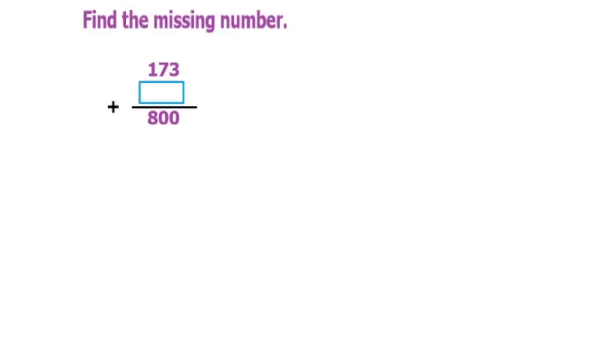In this video, we're going to find the missing number in an addition sentence. So this is kind of like the start of understanding how equations work. So if we have a problem like this that says find the missing number, and we have 173, here's the blank box, the number that we're trying to find that adds to give you 800. Okay, so how are we going to do that?